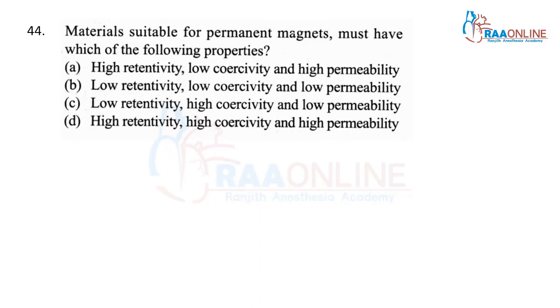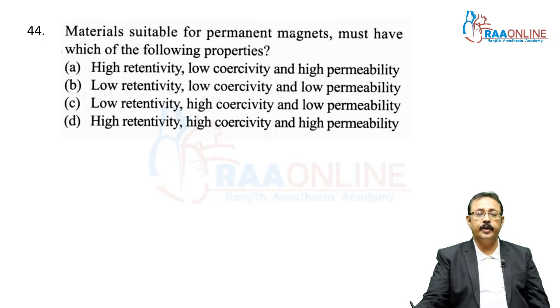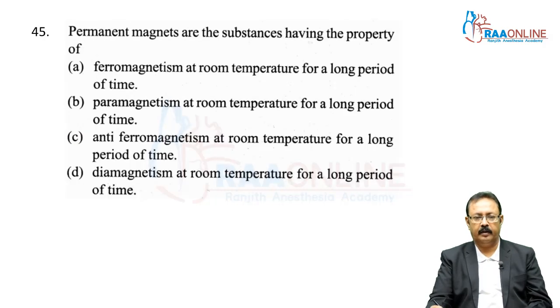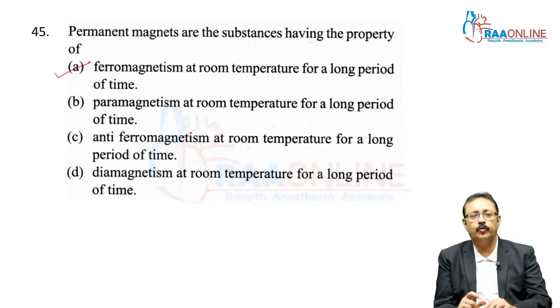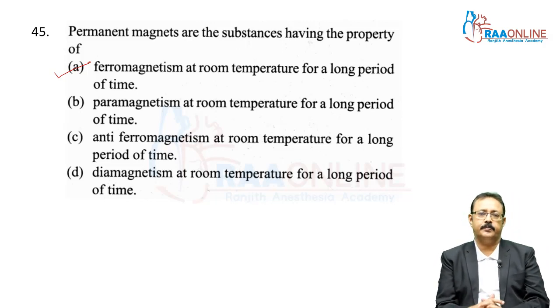Materials suitable for permanent magnet must have which of the following properties? If we are making permanent magnets, they should have high retentivity, high coercivity and high permeability. So we will go with option D. Next, permanent magnets are substances having the property of ferromagnetism at room temperature for a long period of time. We know that permanent magnets are made up of ferromagnetic substance. So we will go with option A. So in this way, we have completed the 12th unit of our crash course, which was magnetism. Thank you.